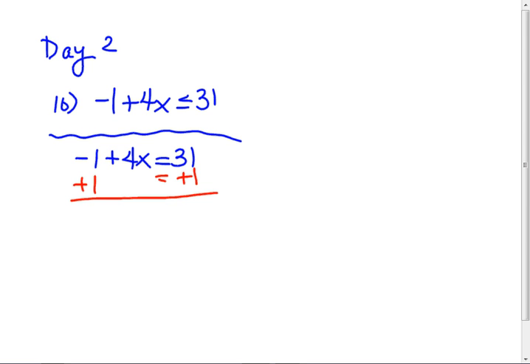Now, these are nice numbers. They don't have to be nice numbers. That's 32, right? Whoops, I copied it wrong. It happens. So 4x equals 32, so x equals what? 8.